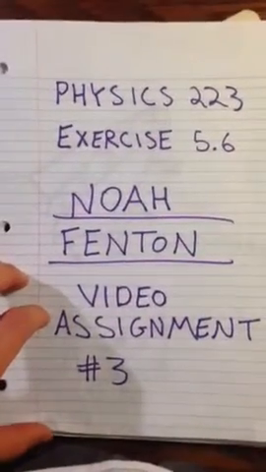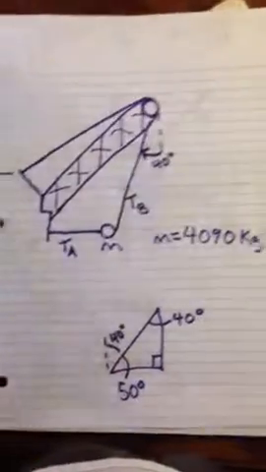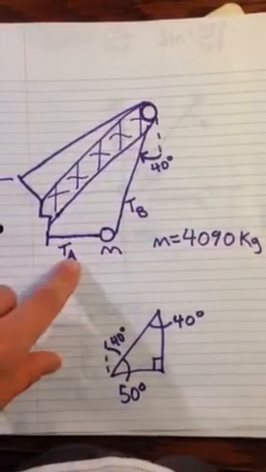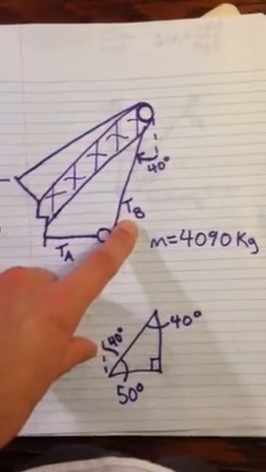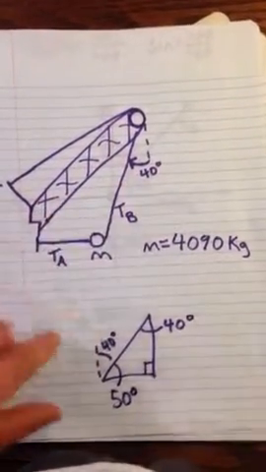Welcome to my video assignment number 3 for Physics 223. I chose to do exercise 5.6 from the book. The book tells us that a crane is holding a ball with a mass of 4,090 kilograms between one cable with a tension of A and another cable with a tension of B. The one with the tension of B is hanging at an angle of 40 degrees from the crane.